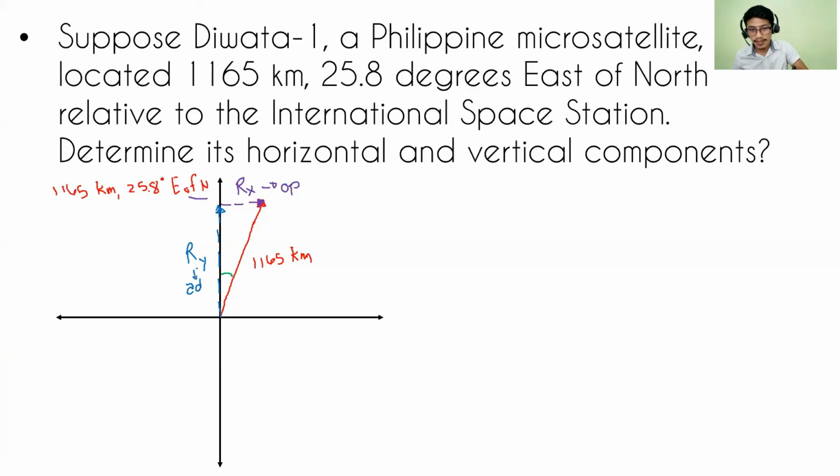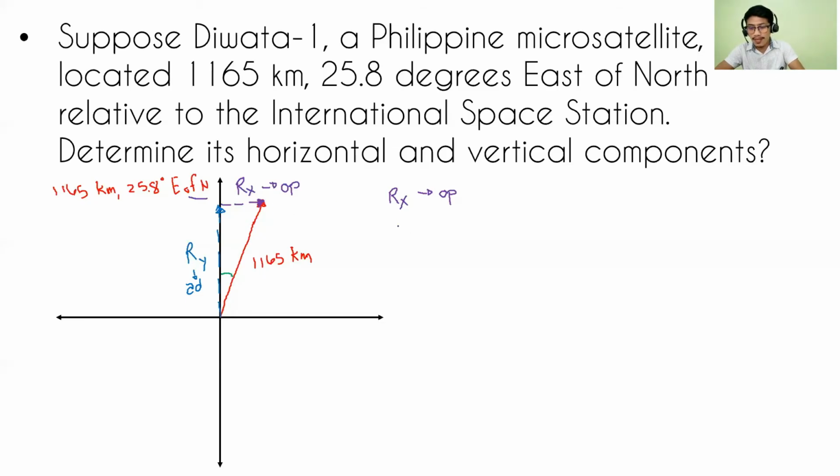Adjacent side, si Ry. Nakuha? So, Rx opposite, Ry adjacent side. So, we are going to calculate the horizontal and vertical components. Let's start first with Rx for our horizontal component. Remember that Rx is opposite. Tama? Yun, no? Opposite.